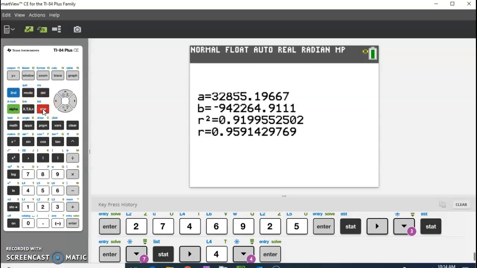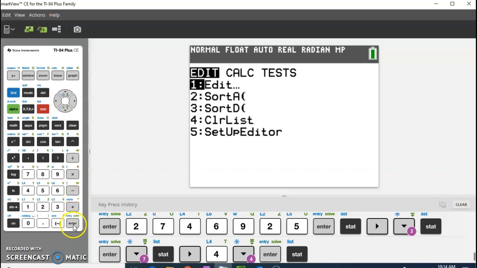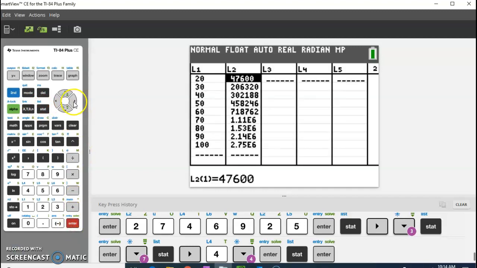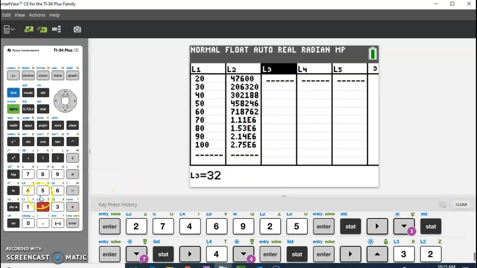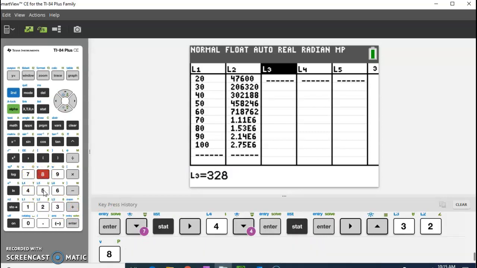All right, so I'm going to go to Stat, and I'm going to go to Edit, and I'm going to go over to L3. L3 is going to be my linear predictions. So I need to put in my linear equation. I have to be in the top here. I can't be here. I have to be up in the very top. I'm going to type in my equation, which was my 32,000. So you're typing this in right now.